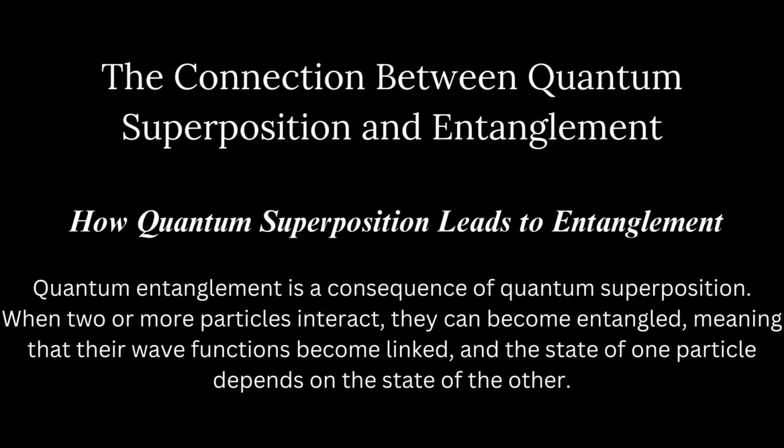The connection between quantum superposition and entanglement. How quantum superposition leads to entanglement. Quantum entanglement is a consequence of quantum superposition. When two or more particles interact, they can become entangled, meaning that their wave functions become linked, and the state of one particle depends on the state of the other.